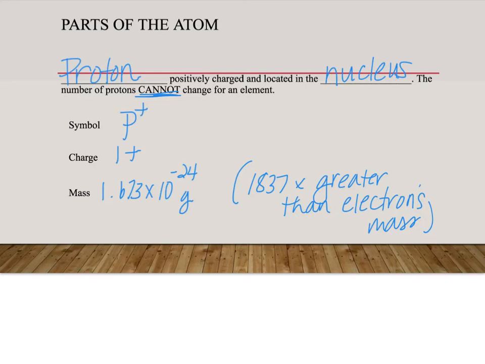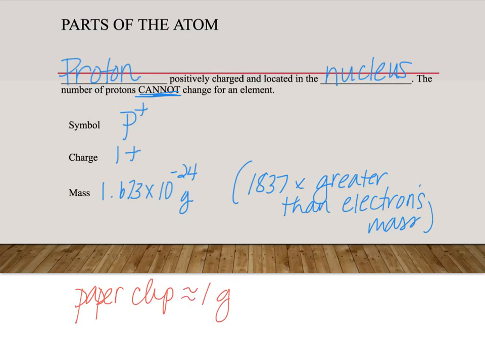Of course, the charge of a proton is 1+, and the mass of a proton is 1.673 times 10 to the negative 24 grams. Just to give you an idea of that mass, a paper clip weighs about a gram, okay? Maybe a little over a gram. And so that kind of tells you how small the mass of a proton is.